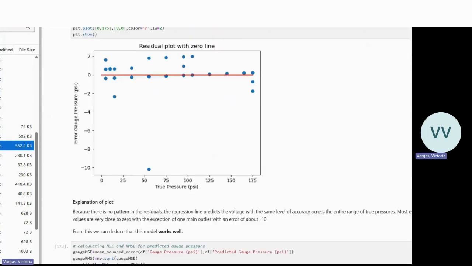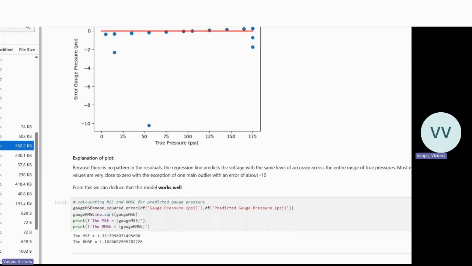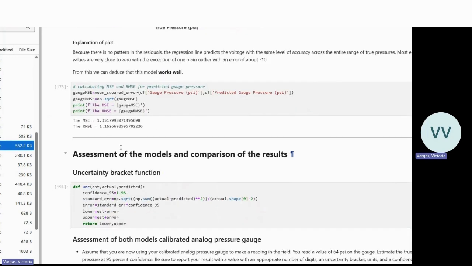So again, coming down to the residual plot with 0 line after making the regression line from those libraries specifically used by me. Because there's no pattern in the residuals, the regression line predicts the voltage with the same level of accuracy across the entire range. So I can deduce that this model also is going to work well. And at the bottom, we also have another low RMSE, specifically of 1.16.